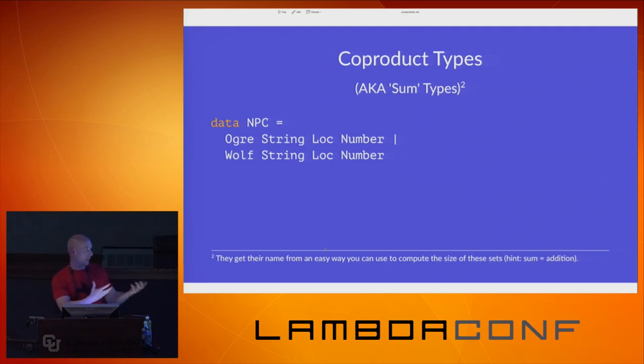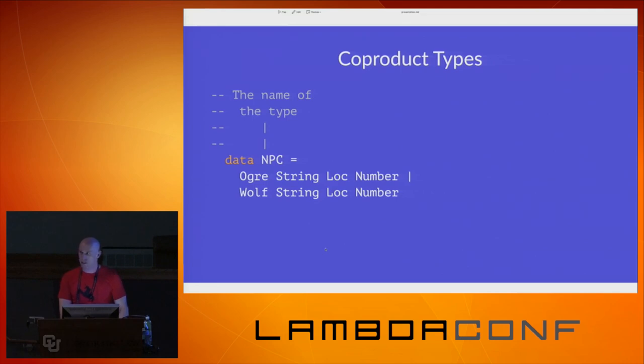And in this particular case, I'm creating a set called NPC that's either going to be one thing or another. It's either going to be an ogre, it's a non-player character. It's going to be an ogre who has a name and a location and maybe a health, or it's going to be a wolf who also has a name and a location and health. And every NPC is either going to be an ogre or a wolf, just like every food item, my initial example, was either going to be eggs or coffee. And every happiness was either going to be happy, neutral, or unhappy.